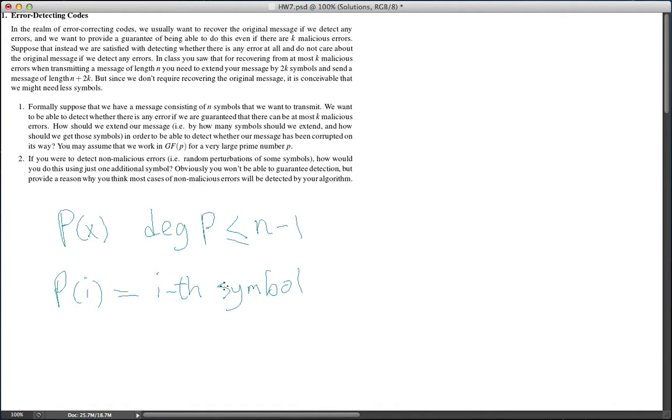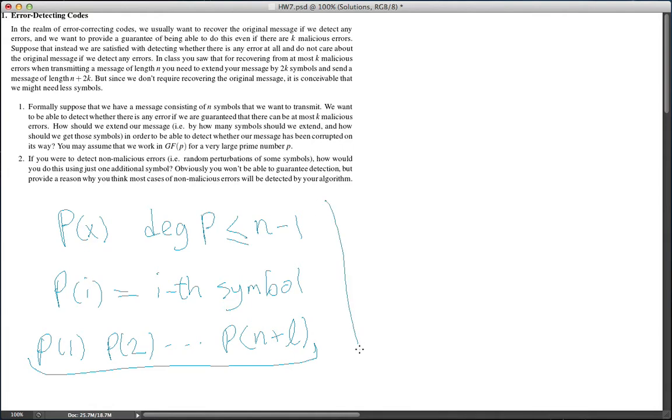Okay. Now, the way we used to do it was we extended this polynomial to some number of extra points. Let's call that number L. So we extend our original message by L symbols, and we send p of 1, p of 2, up to p of n plus L. This is going to be our extended message that we sent. Okay, so let's see what happens in our case.